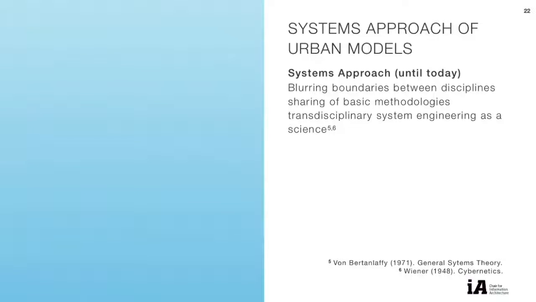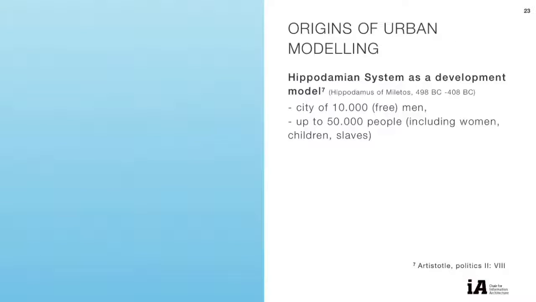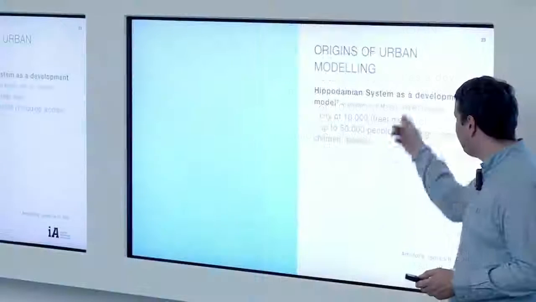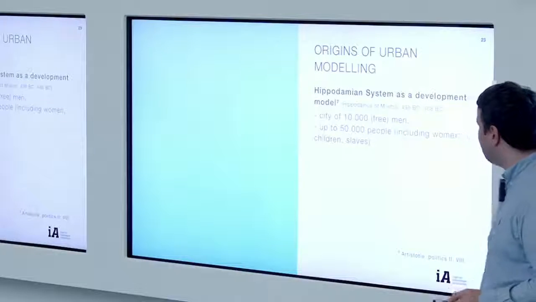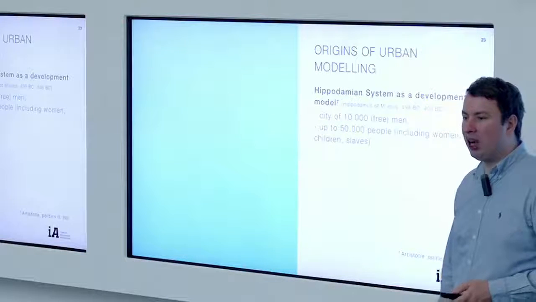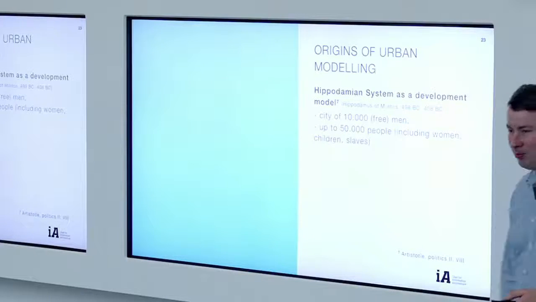So that it's really like transdisciplinary systems engineering as a science that was really developed from this point. Actually, it's just, as you see, only about 50 years old. But actually, the first urban system had been developed some 2,500 years ago, about 500 before Jesus. There was the idea of the ideal perfect city.